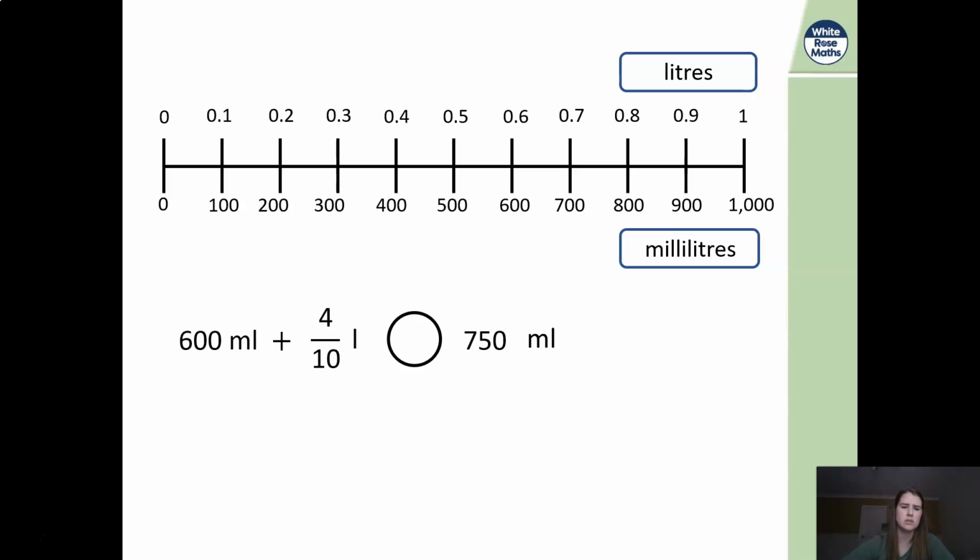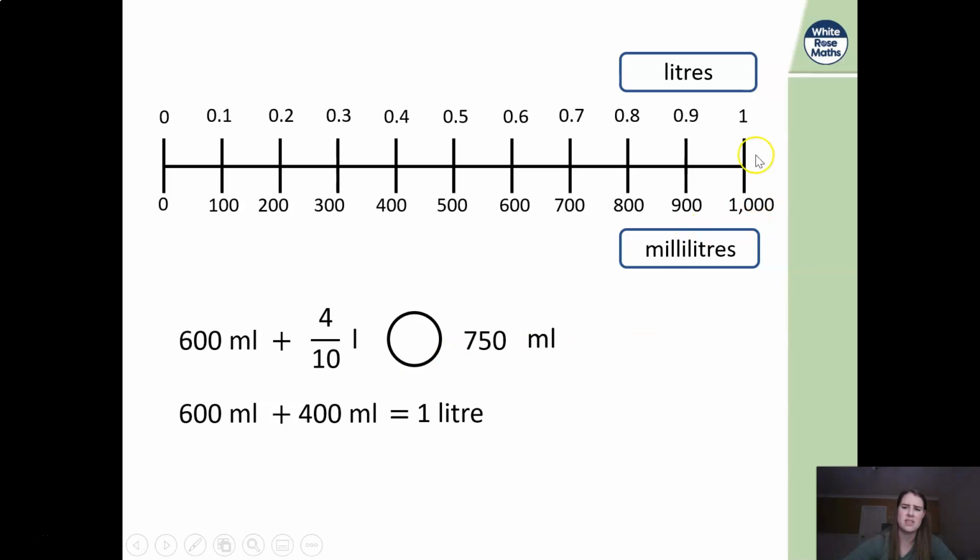So if we have a look, we've got 600 milliliters down here, which is the same as 0.6. What is 4/10 the same as a decimal? This is going back to our equivalent fractions, decimals and percentages. What's 4/10 as a decimal? Good, 0.4, because that is 4 lots of 10 out of the whole. So if 0.4 there is 400, okay, we know we add that together, that's 1 litre.